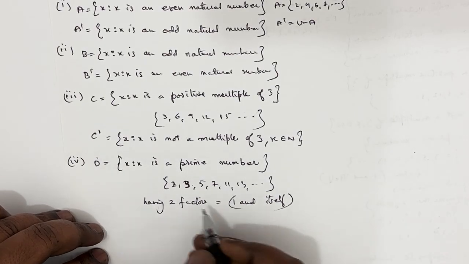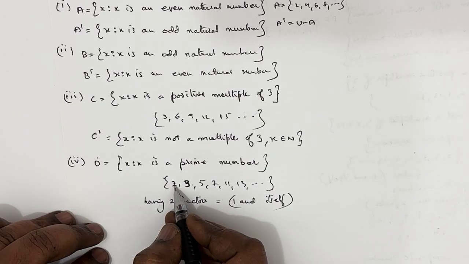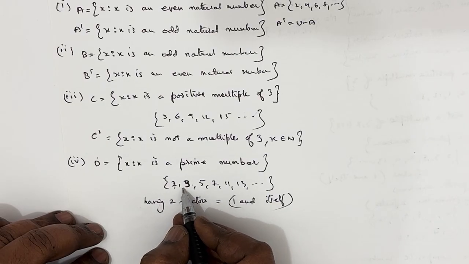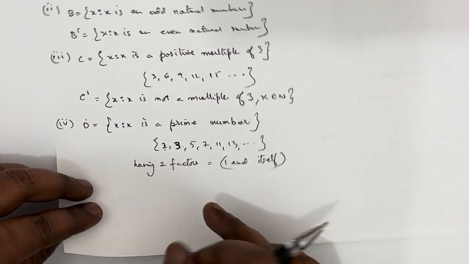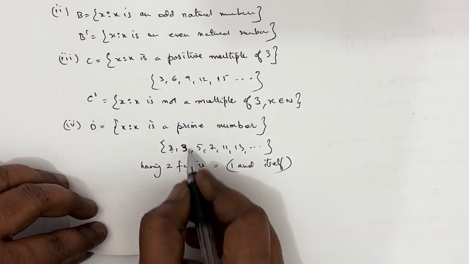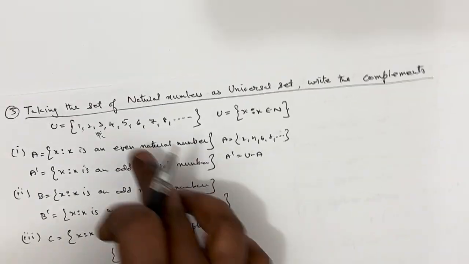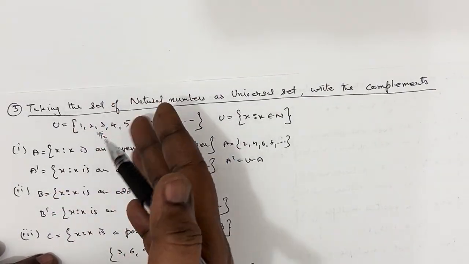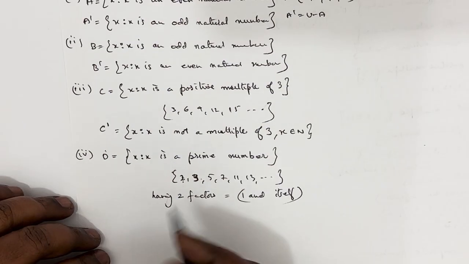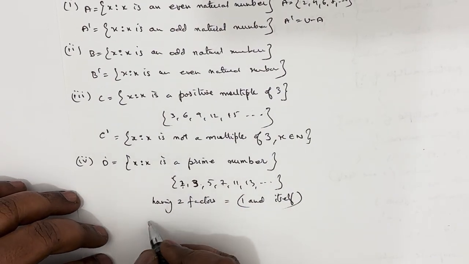For 2, it is 1 into 2, and for 3, it is 1 into 3. Only 1 and 3, that is 1 and itself, are the factors. We have only two factors for prime numbers. So if you remove all the prime numbers from this universal set, what we have are the numbers which are not prime. They are called composite numbers.